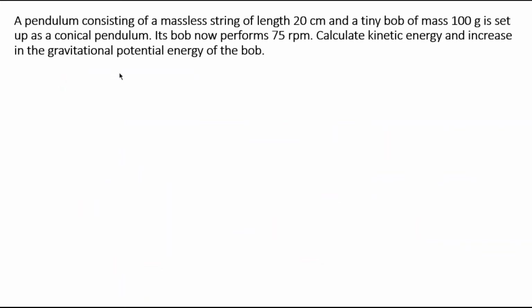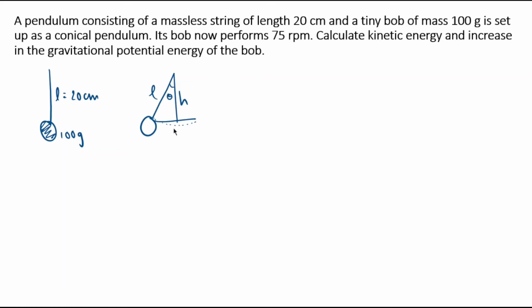A pendulum consisting of a massless string of length 20 centimeter and a tiny bob of mass 100 gram is set up as a conical pendulum. That is, a normal pendulum of mass 100 grams and length L 20 centimeter is set up to be a conical pendulum. That is, now it is moving. So this will be the height, this will be the length of the string, this will be the angle.